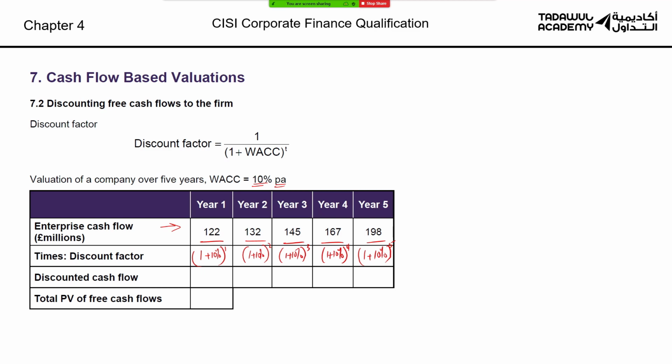122 divided by 1.1. So in the first year, the value of the cash flow is this, or 9.1, I think. In the second year, 132 divided by 1.1 to the power 2. So the value is 109.1, or 09. In the third year, 145 divided by 1.1 to the power 3.